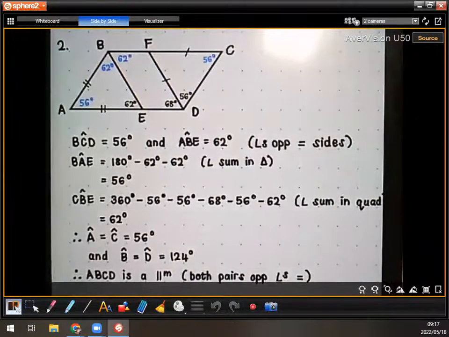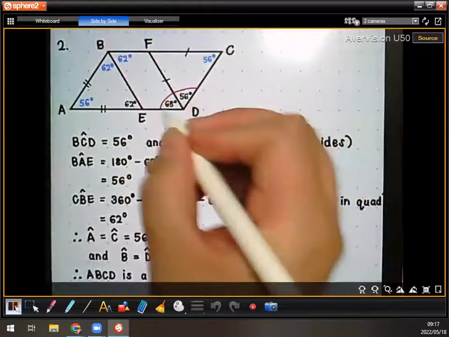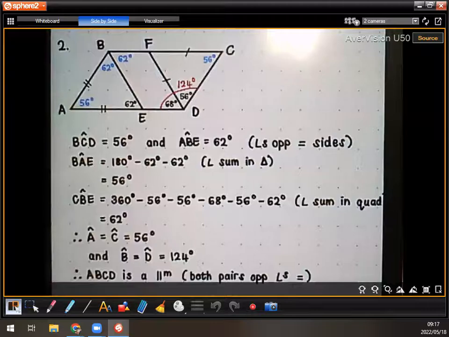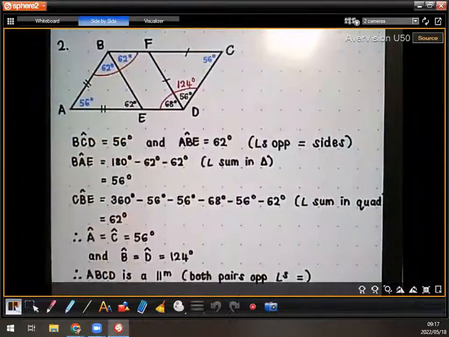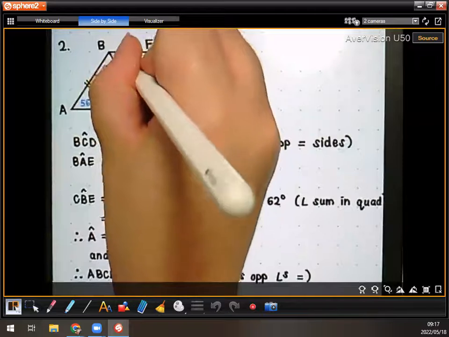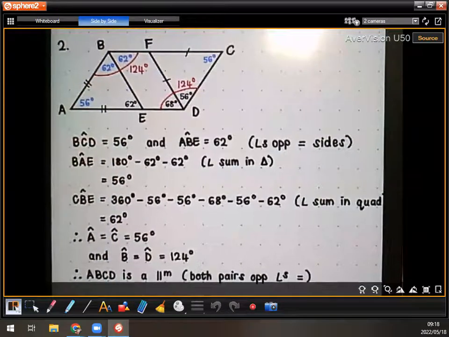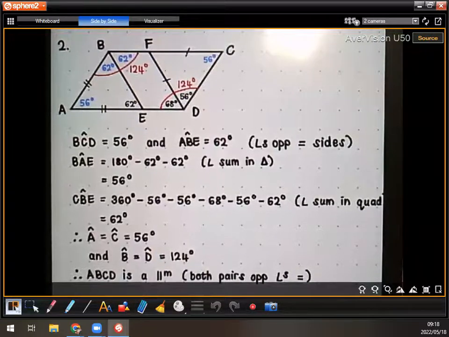Now, if you have these two angles together, angle D is 124 if you add those two. Angle B, if you now add those two together, now that we've calculated that is 62, that is also 124. So there you have that both pairs of opposite angles are equal.